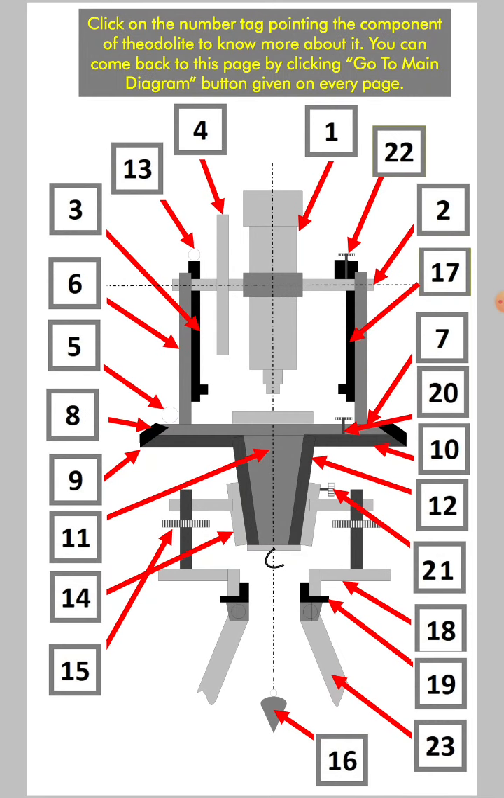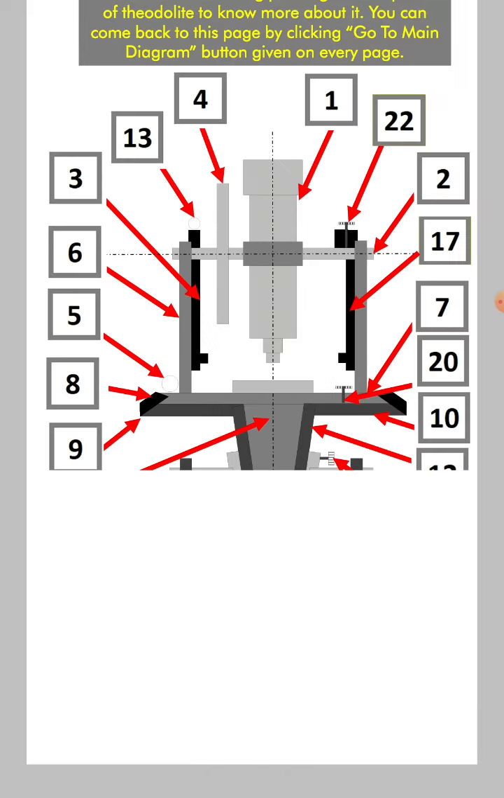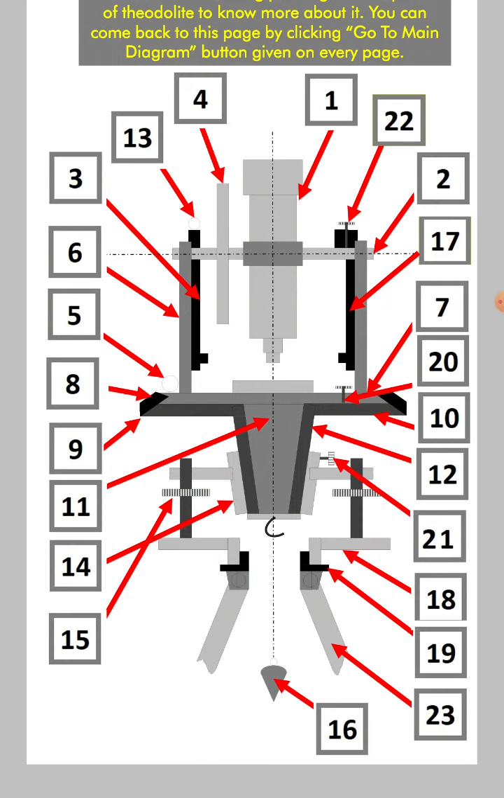Now if we want to see what component number, let's say, 14 is, it is the leveling head, and the description of the leveling head is provided here. Once you are done with that specific component, you can always go back to the main page. It will take a few seconds to load because there is so much data crammed in one single image.